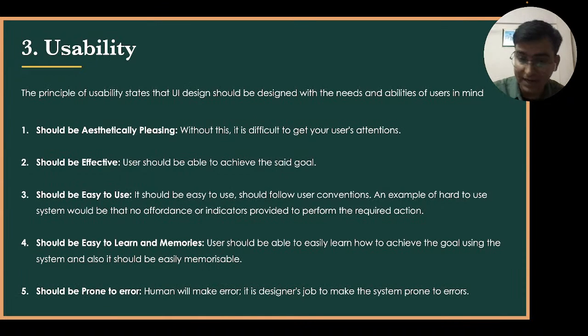Five, should be prone to error. Humans will definitely make errors, and it is our job as a designer to make the system prone to error. When you check all these five things, your usability will be there. The usability of the application will be there. Okay, cool.